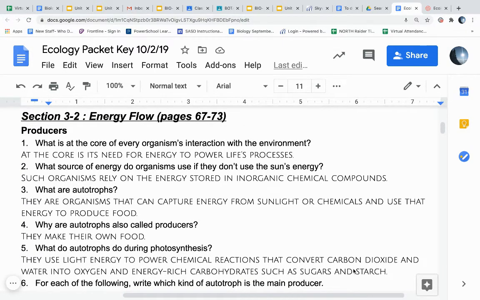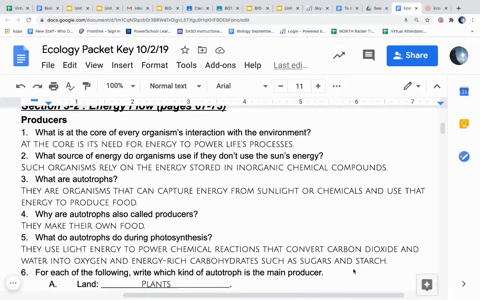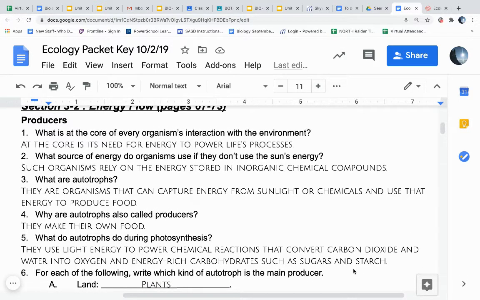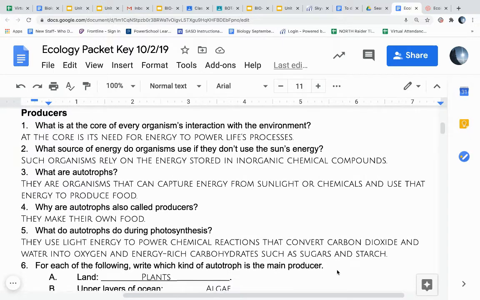For each of the following, write which kind of autotroph is the main producer. On land, it's obviously going to be plants. Plants are the main producer, and plants evolved and came onto land, as you would learn about if you took botany, 470 million years ago with our mosses. So they've been around a long, long, long time, long before the dinosaurs ever set foot on land.